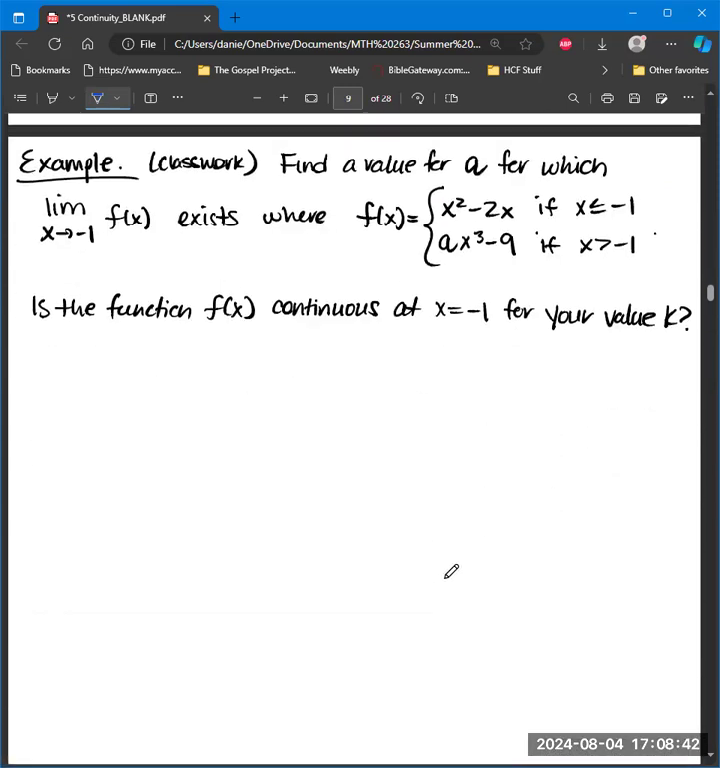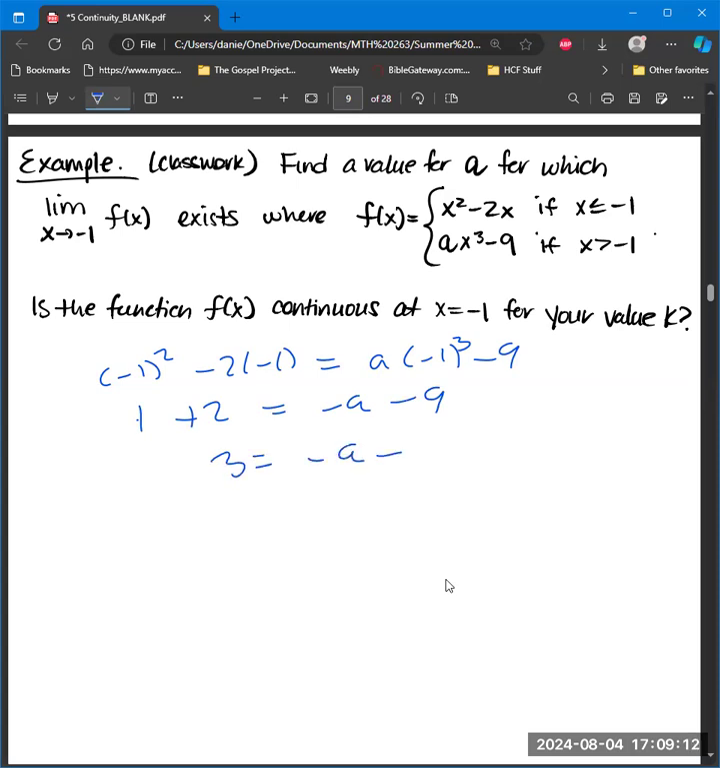Let's find the value of a for which this function is continuous at x equals negative 1. So let's find the limit from the left and the limit from the right. So negative 1 squared minus 2 times negative 1 is going to be equal to a times negative 1 cubed minus 9. So this is going to be 1 plus 2 needs to be equal to negative a minus 9. 3 is equal to negative a minus 9. 12 is equal to negative a, and a is going to be negative 12.